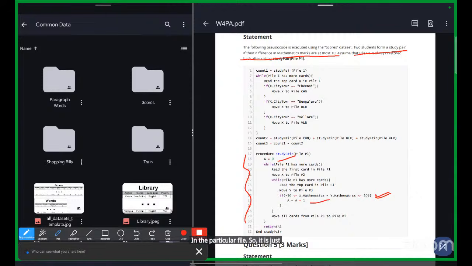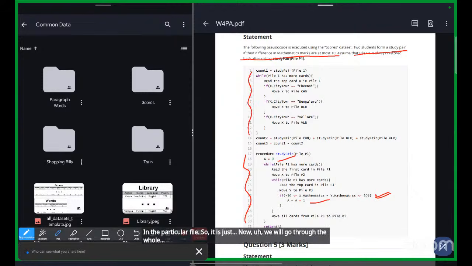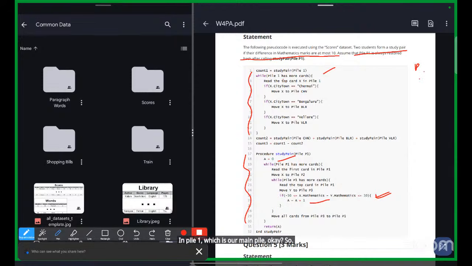Now we will go through the whole pseudocode. In line number one, we are doing count one is equal to study pair file one. This will basically find all the pairs in pile one, which is our main file. Whatever we have in pile one, we will get in count one. So C1 will have that value.